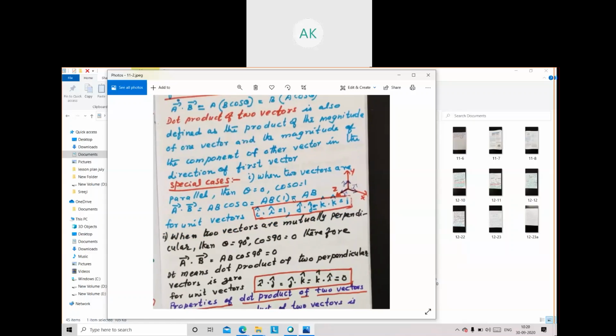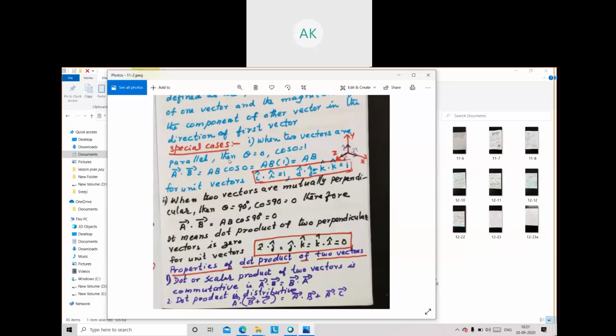So what do you know about A dot B? Vector A dot vector B, the dot product of two vectors, is a scalar quantity. What is the magnitude we are getting? We are getting AB cos theta. A and B are the magnitudes of the two vectors. Theta is the angle between the two vectors, the smaller angle between them. Okay, in special cases we can discuss.